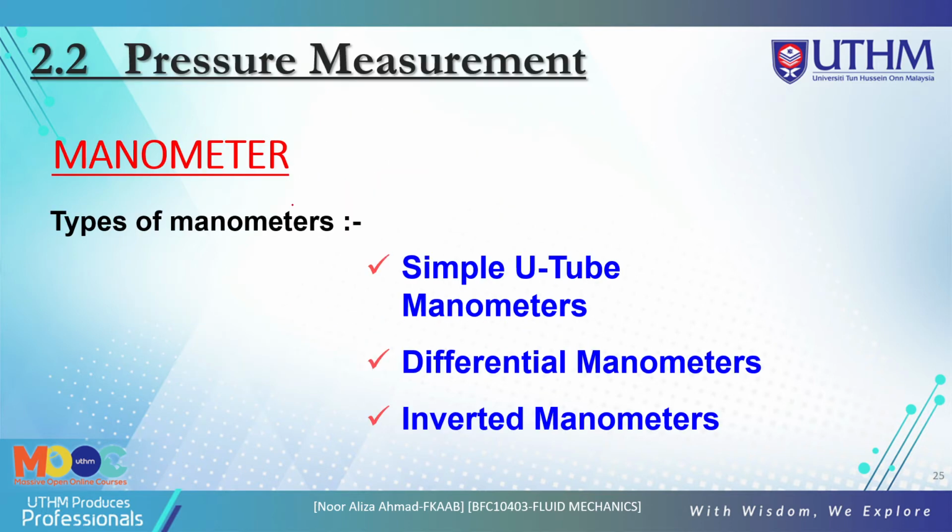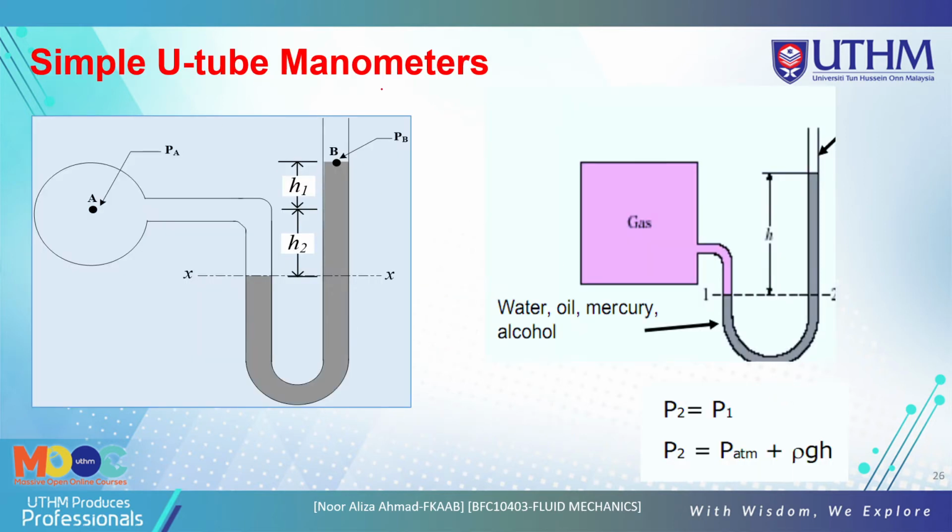Okay, now we look at pressure measurement with manometers. There are 3 types of manometers: the simple U-tube manometer, the differential manometer, and the inverted manometer. So look at the simple U-tube manometer here. You look at this figure 1. Actually this is figure 1, and this is figure 2.